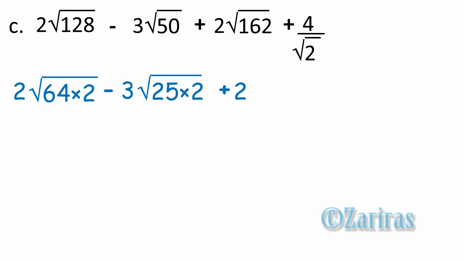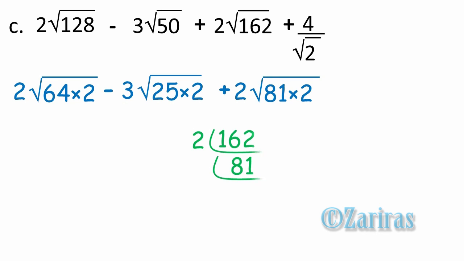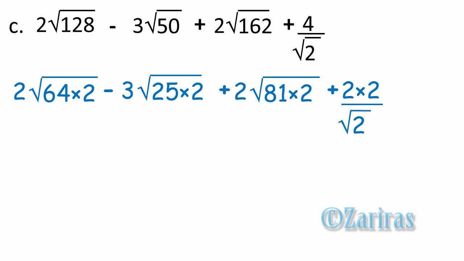For 162 again I can see 81 into 2. 162, if we divide by 2 we get 81. The square root of 81 is 9. We can write 81 into 2. Now we have to rationalize the last term.